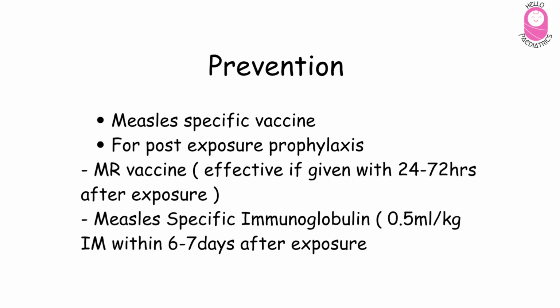Prevention is via the measles specific vaccine, and the post-exposure prophylaxis is with the MR vaccine and the measles specific immunoglobulin, which is given within 6 to 7 days after exposure to the virus.